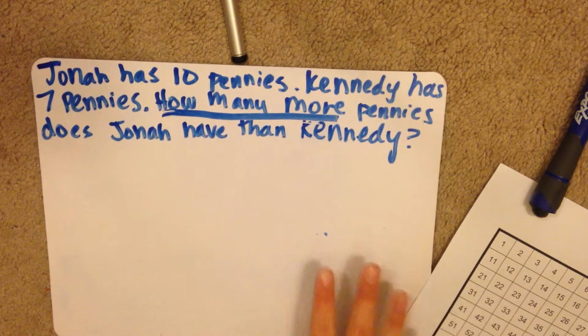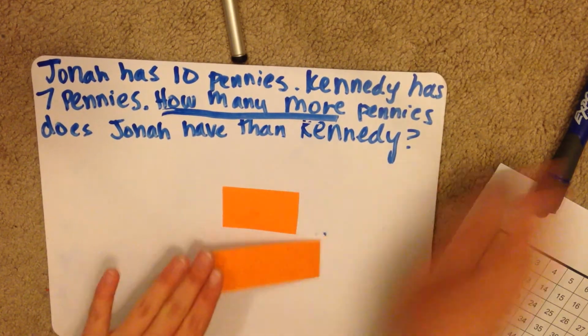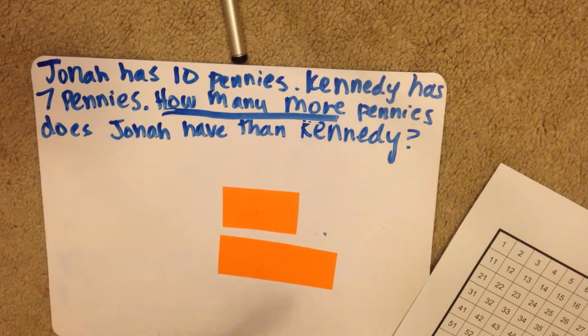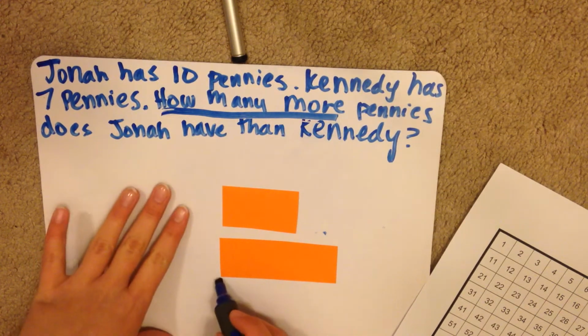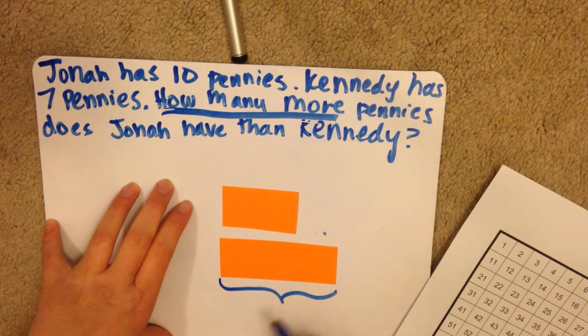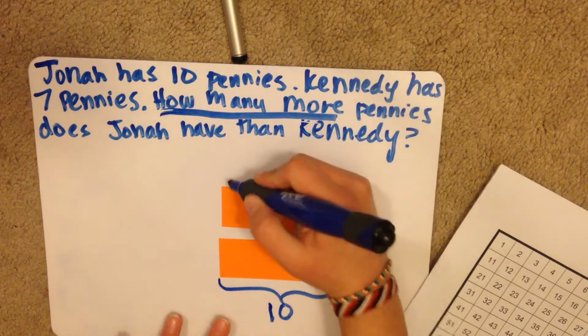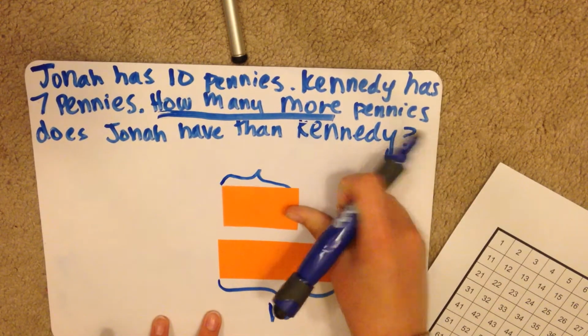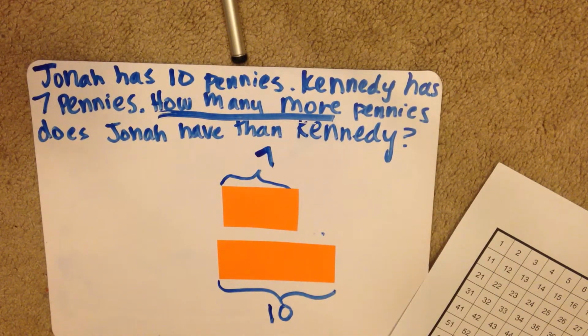I also want to take a second and solve this problem using a strip diagram. Here we have our 2 strips. We know by looking at our information that Noah has 10 pennies and Kennedy has 7 pennies. So if Noah has 10, which is larger than Kennedy, I'm going to go ahead and label this larger set to be 10, which is Noah's. Next, the other set is Kennedy's. And Kennedy has 7. So I'm going to label the smaller set, which is Kennedy's, to be 7.